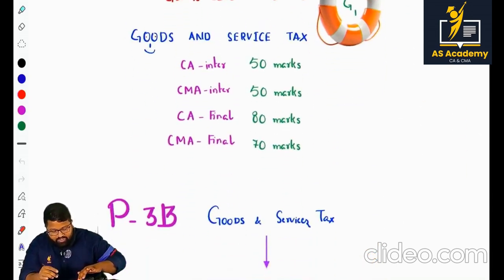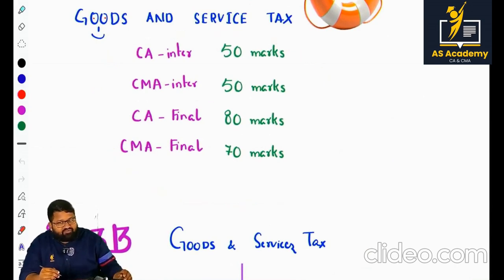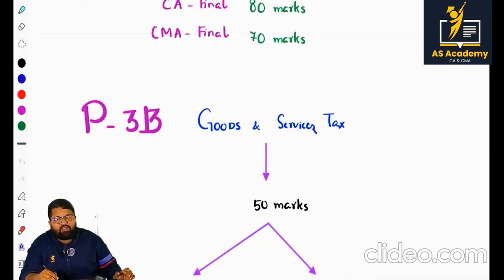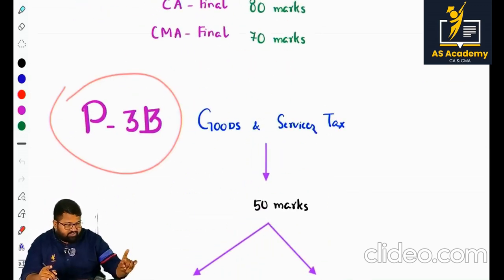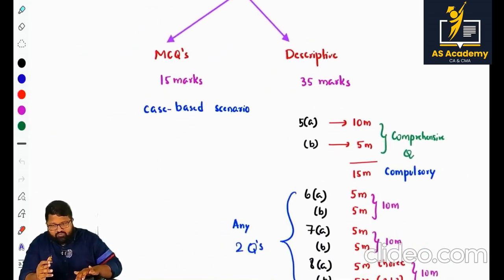Okay, and where are those topics covered? CA Inter 50 marks, CMA Inter 50 marks, CA Final 80 marks and CMA Final 70 marks. They are separate independent papers. Now, what is your paper at CA Inter? 3B. This knowledge is most important: which paper you are writing at which time and what the paper number is. If you are not having an idea, gone.